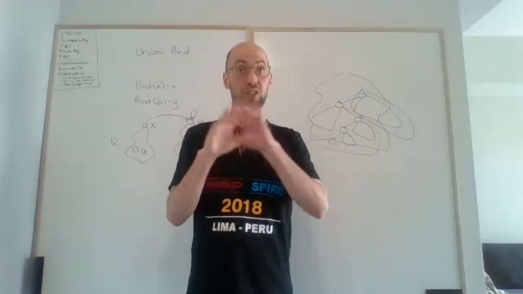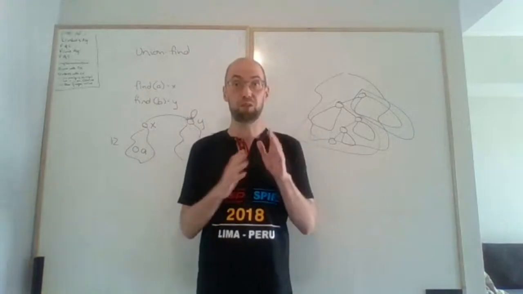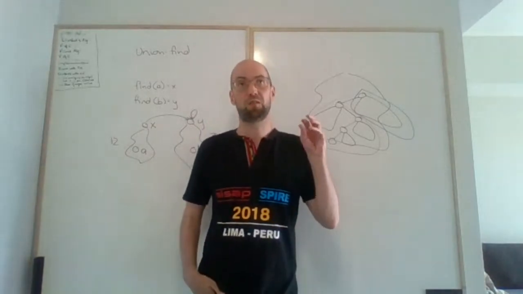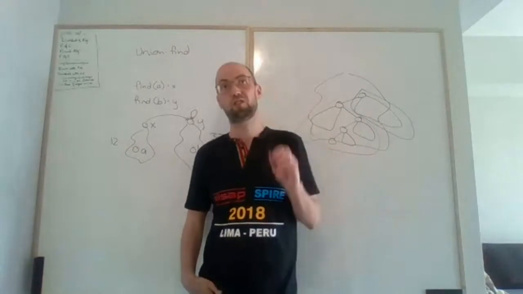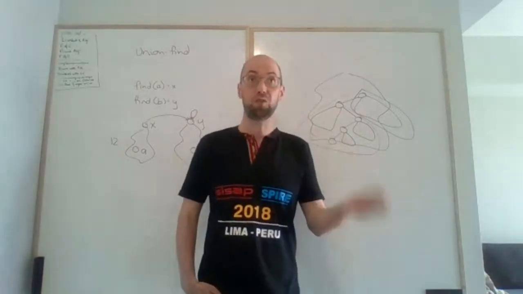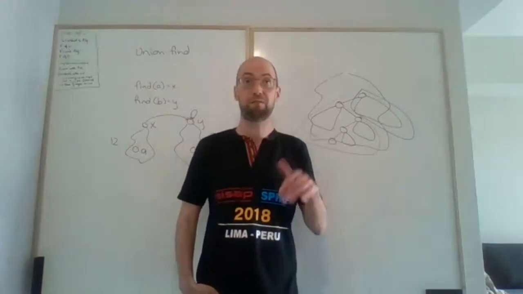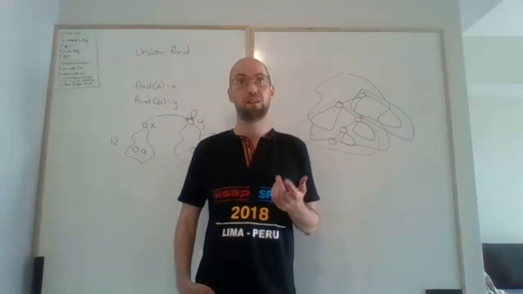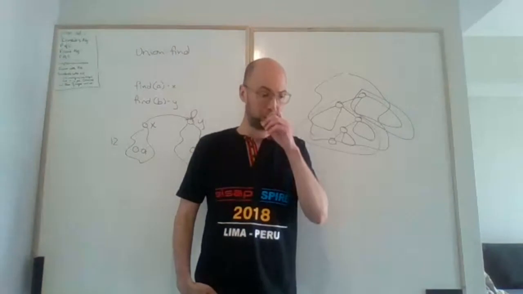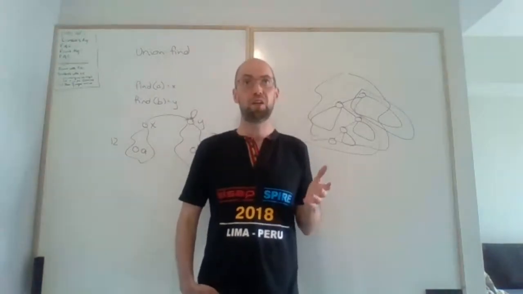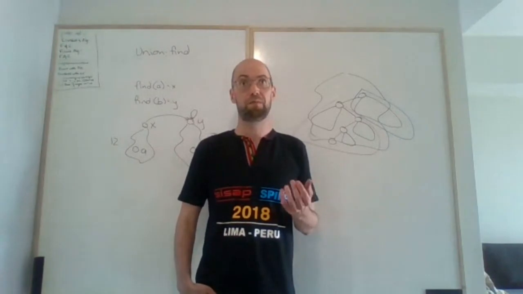So if we just do this simple trick of merging, having the smaller tree point to the larger tree, you're guaranteed that union, after finding the representatives, takes constant time, and find takes logarithmic time. So if you do the analysis, this is going to take n log n time, which is like sorting.